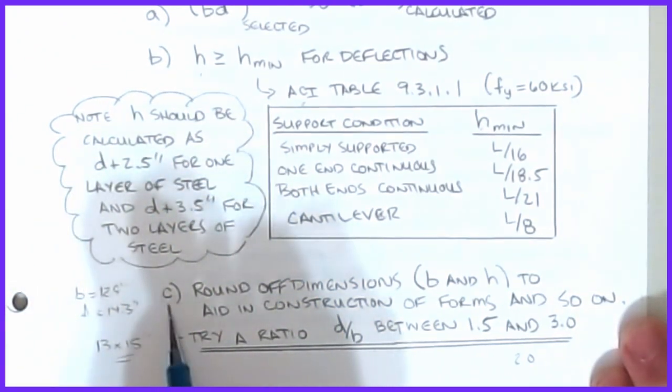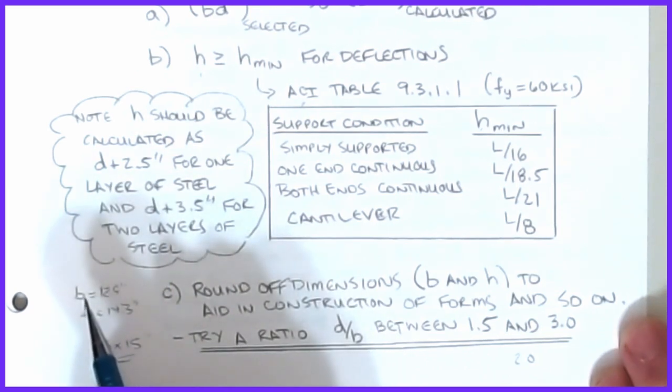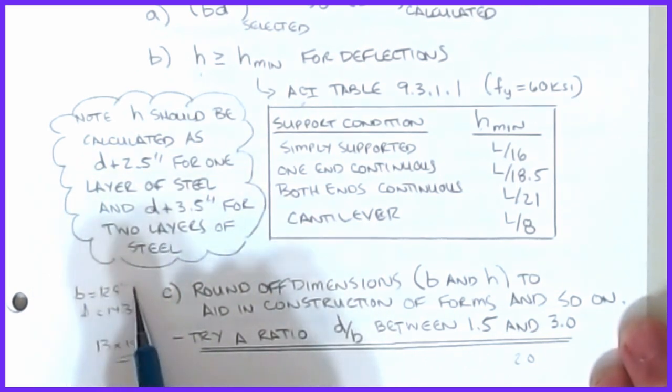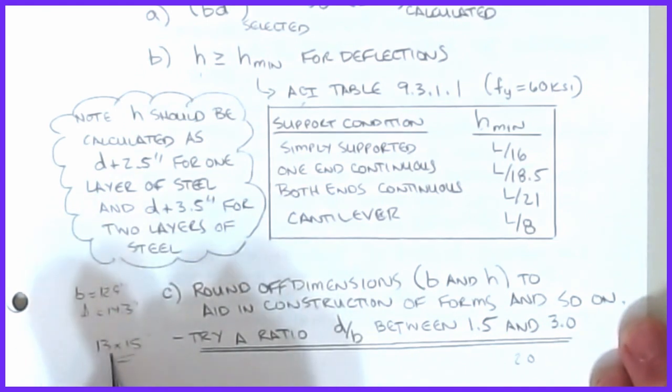So let's rehash. We were talking about our dimensions b and d. If I had a 12.9 inch dimension and a 14.3 inch dimension, normally I'm going to round that up to some more convenient value.